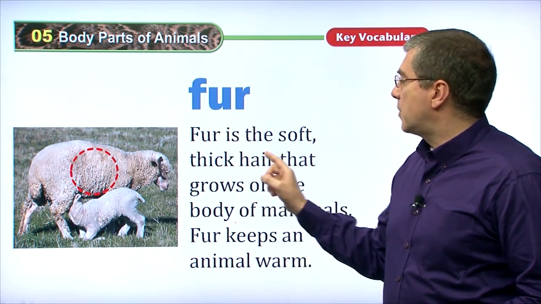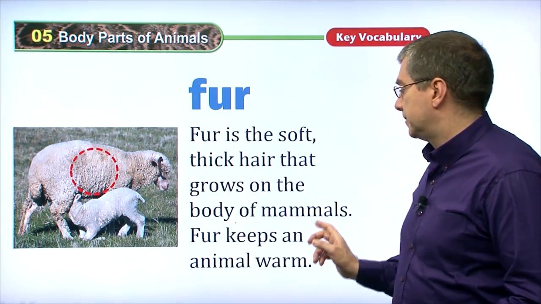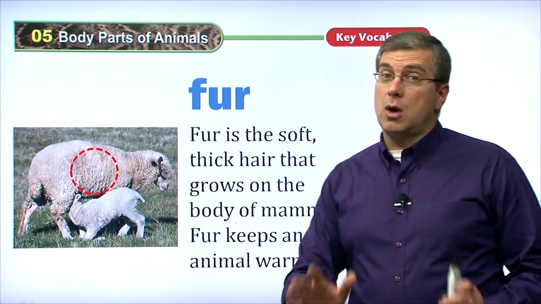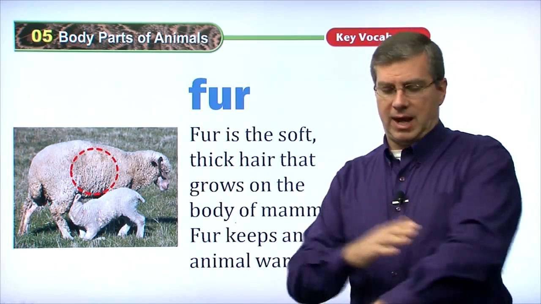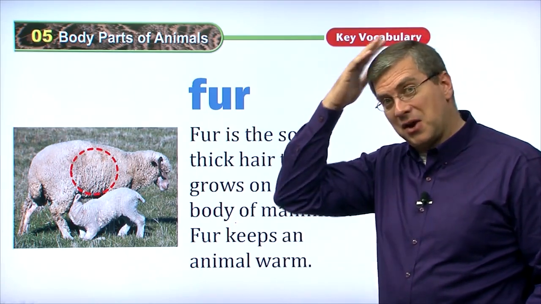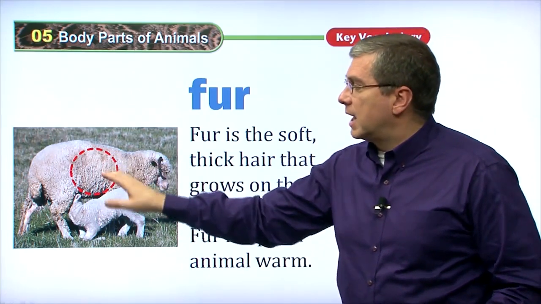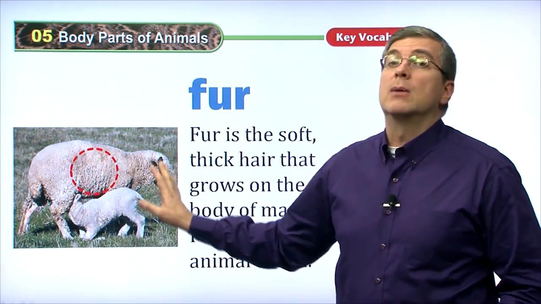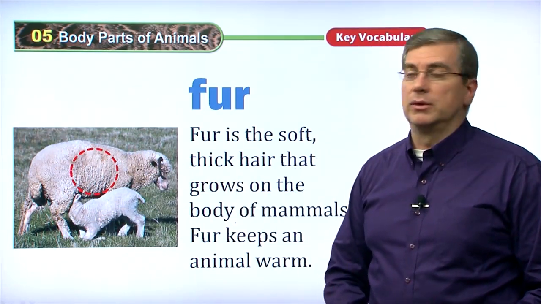Fur is the soft, thick hair that grows on the body of mammals. Fur keeps an animal warm, right? Fur doesn't grow on all animals or mammals, right? We are mammals. We don't have fur, right? We have hair. We don't call that fur, right? We just call that hair. But many mammals have fur. When the hair covers their whole body, then we call that fur, okay? So this is fur for mammals.